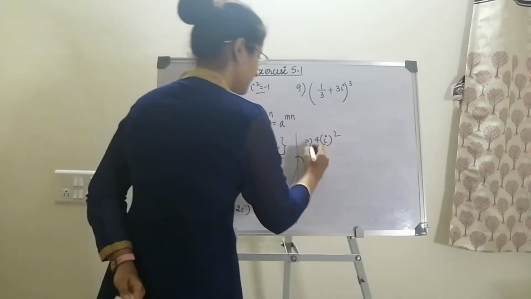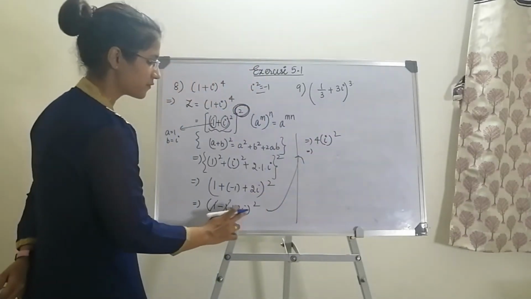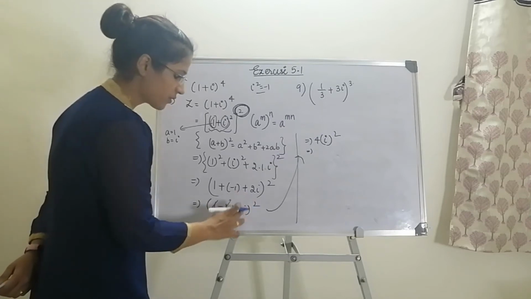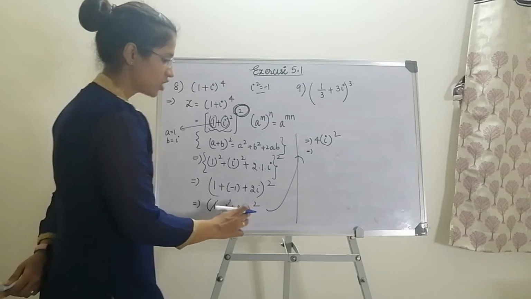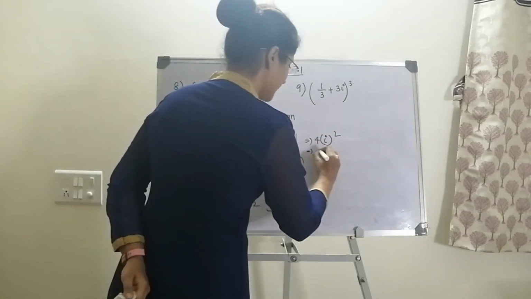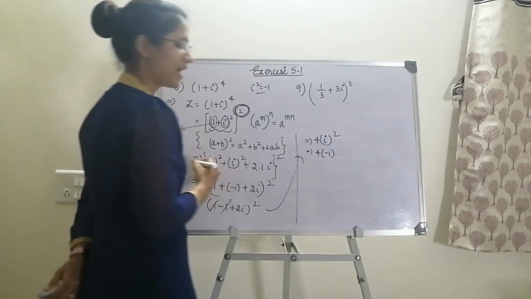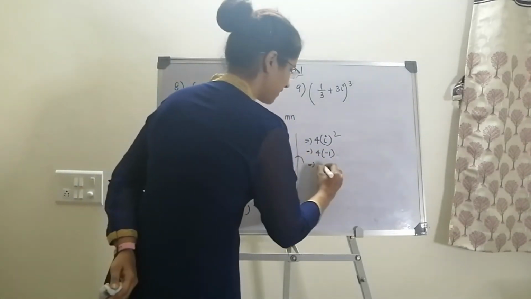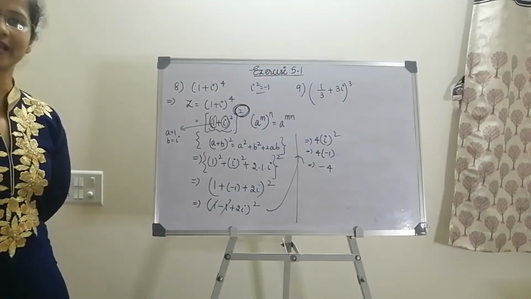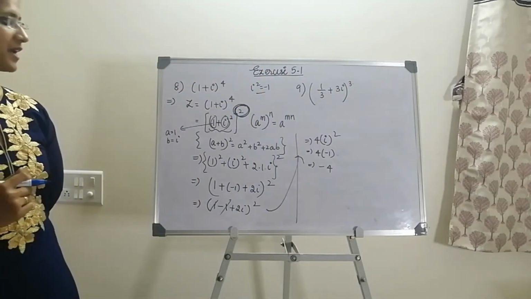Correct? Now how did I get 4i square? (2i) the whole square can be written as 2 square into i square. Okay? So 2 square is 4. I square I have just written. So i square, if I substitute the value as minus 1, I will get the entire value of the question to be equal to minus 4. My final answer is minus 4.